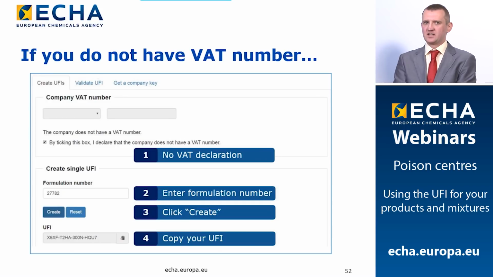If you don't have a VAT number, you will need to tick the box with the declaration that you do not have the VAT number. The application will assign an invisible VAT number, which is called company key. Afterward, you proceed as with the single UFI generation. Provide formulation number, click Create, and copy UFI to the clipboard.